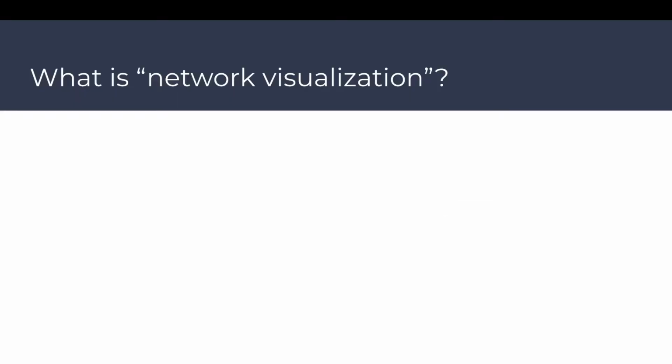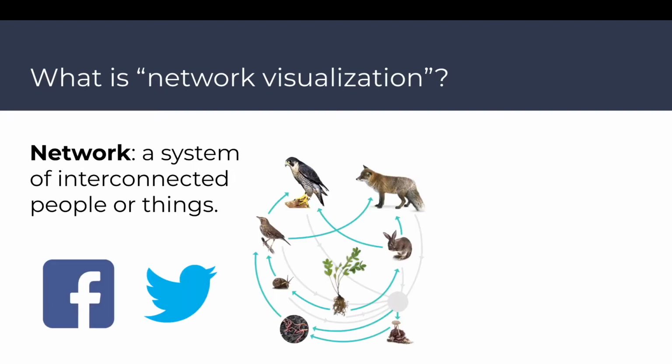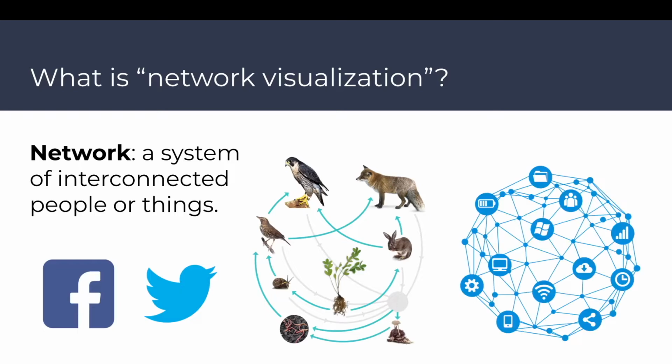What is a network visualization? Well, it starts with a network, a system of interconnected people or things. Networks can take many forms, such as social networks like Facebook or Twitter, food webs connecting species in an ecosystem, or the internet itself. A network visualization takes information from these networks and displays them through a visual format. They're a type of graph and can vary greatly in size, style, and structure depending on those building the visualization.